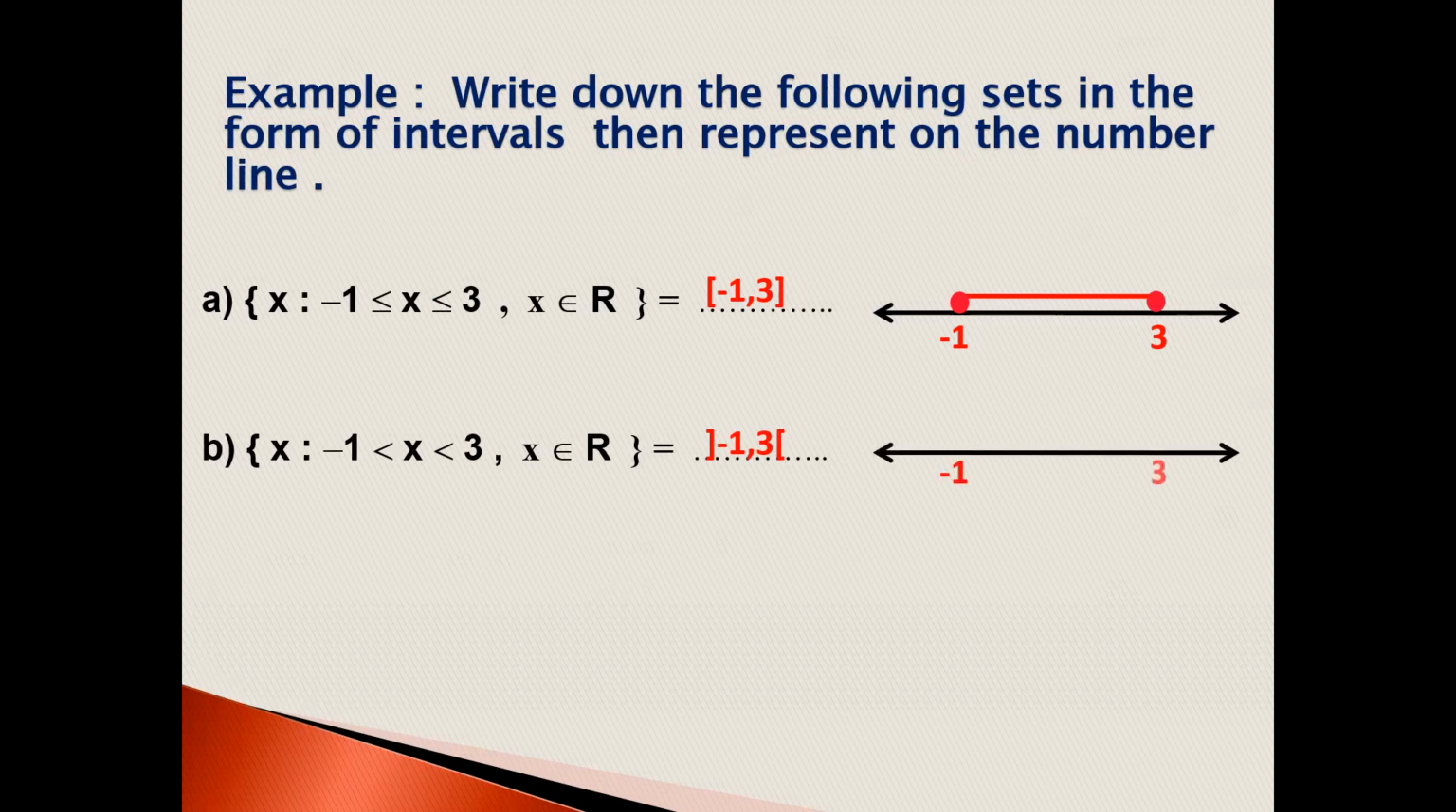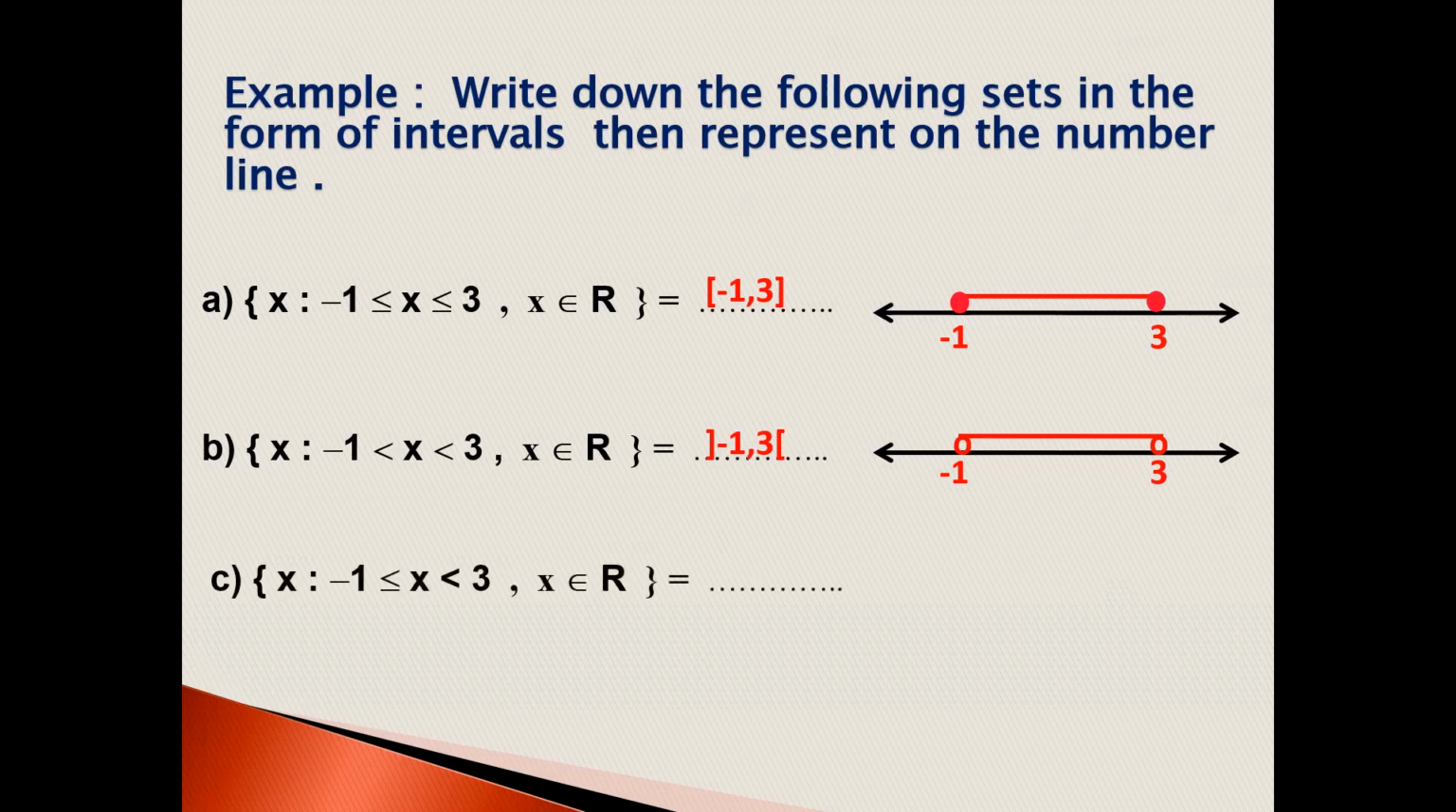Here -1, here 3. I'll put a point on it and put a point on it, and I don't cover them because they are open, so they aren't included. But the real numbers between them must be joined because the interval means the period between two numbers. So I want the real numbers between -1 and 3, but -1 and 3 are not included here. So I must put them open and join them because I want the numbers between them.